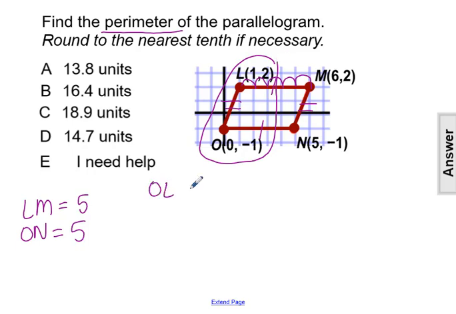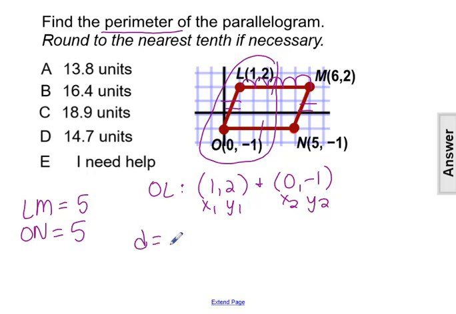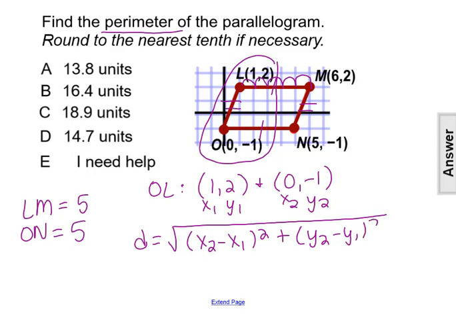So if I look at the measure of that side length OL, we're using the point for L, which is 1, 2, and the point for O, which is 0, -1. So x1 and y1 is from the first point, and x2 and y2 is from the second point. We can then use the distance formula to find the distance. The distance formula is the square root of x2 minus x1 squared plus y2 minus y1 squared.